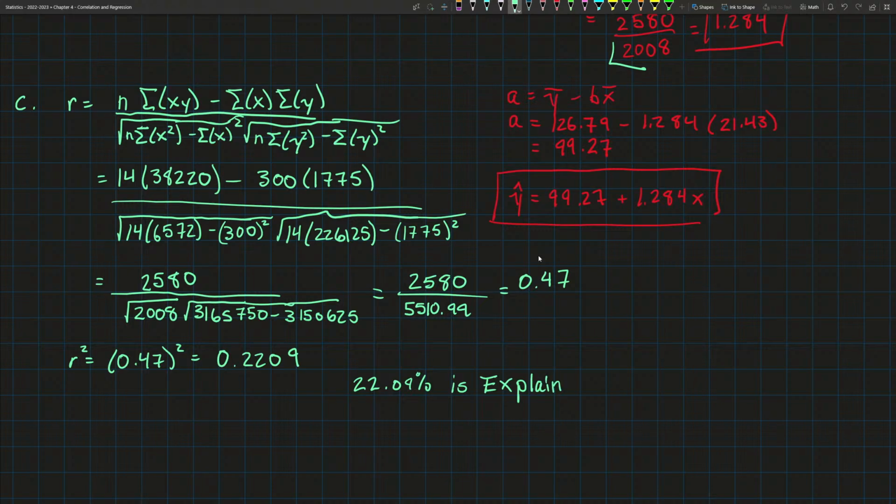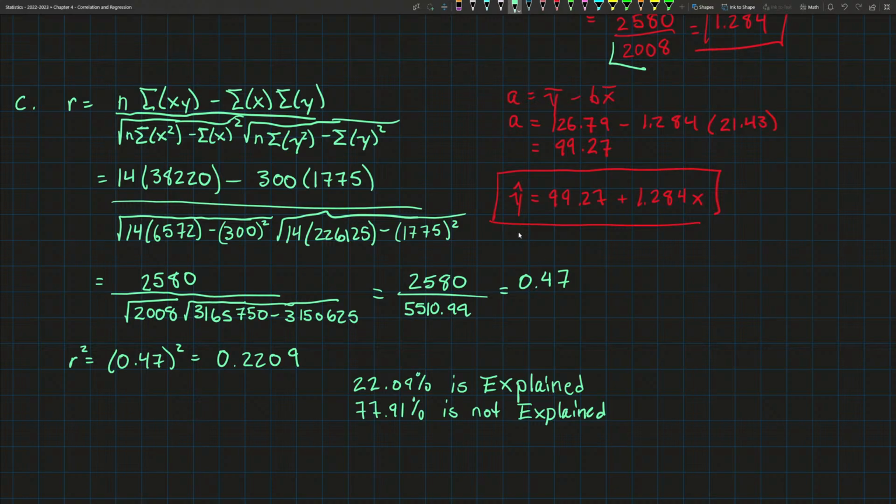And then 100 minus that, or 1 minus that, is 77.91%, which is not explained. This has to do with lurking variables and all that stuff, so this is random chance. There's more than just weight of baby and weight of 30-year-old adult. Okay, so that's part C.